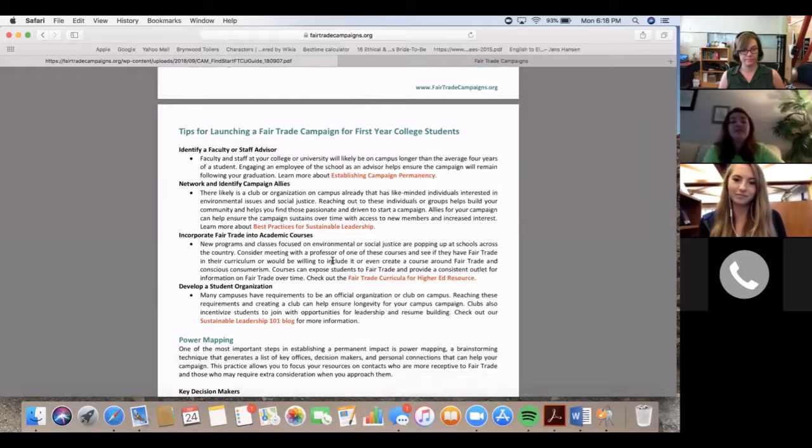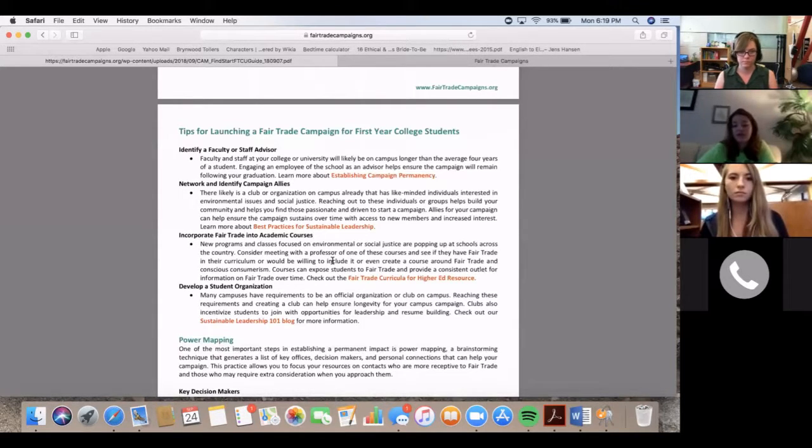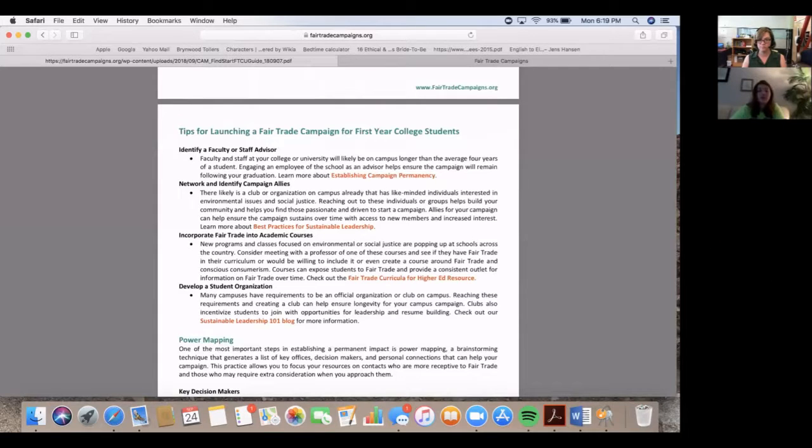Another great idea for a first-year student is to network and identify campaign allies. So what this means is finding other students and other organizations that are like-minded to fair trade and to your goals. So if they're interested in environmentalism or in social justice, then they might also be interested in fair trade. So in this, you can either find new people interested in fair trade, or you can help strengthen your campaign by having a new partnership.